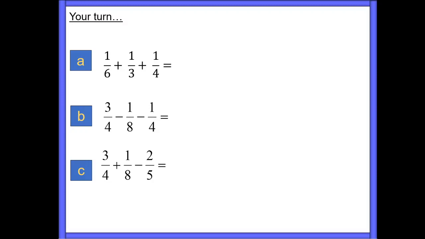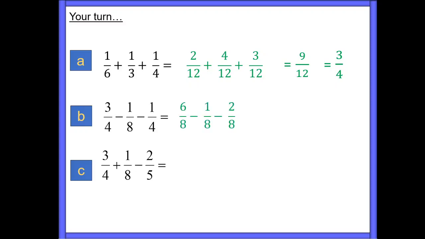Okay, let's have a look at the solutions then. So for the first one, we should have 2 out of 12 plus 4 out of 12 plus 3 out of 12, which gives us 9 out of 12, and we can simplify that to 3 out of 4 or 3/4.